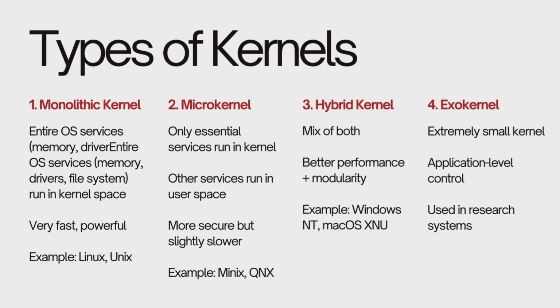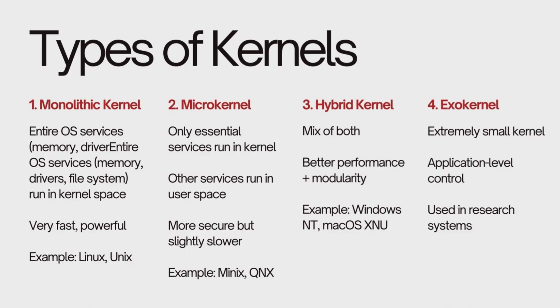There are many types of kernel: the monolithic kernel, microkernel, hybrid kernel, and exokernel. The monolithic kernel puts almost all OS services in the kernel space, so it is very fast but hard to change. The microkernel keeps only the most essential services in kernel space, and the others are put in the user space. That makes it safer and easier to update, but sometimes slower.